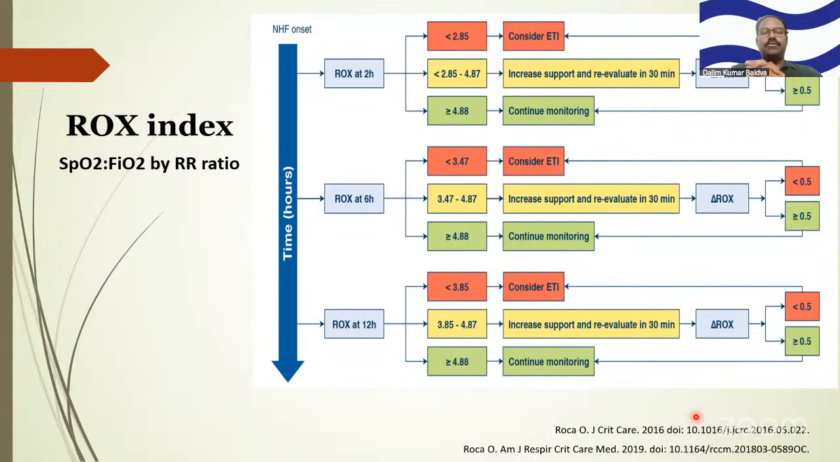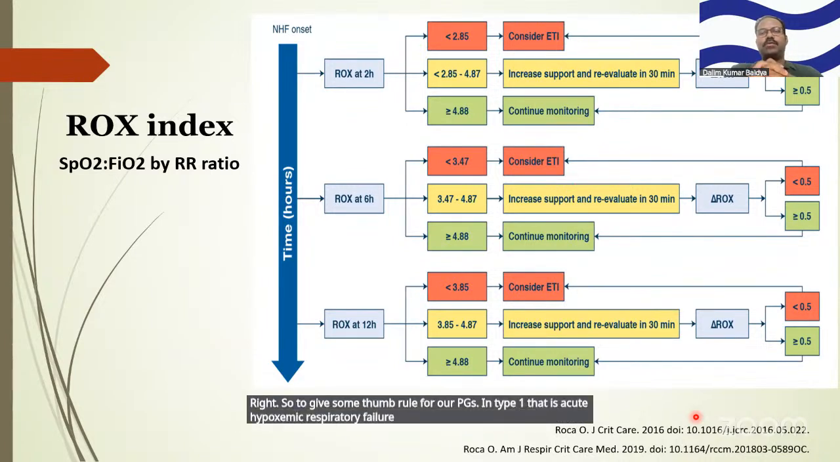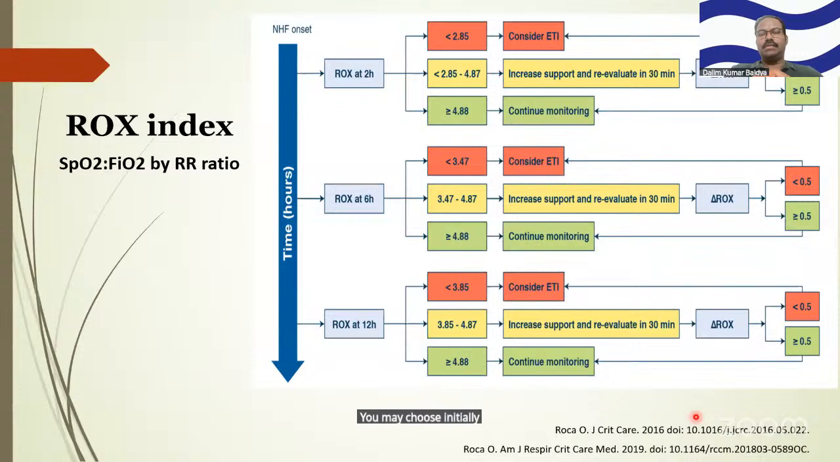Right. So to give some thumb rule for our PGs, in type 1, that is acute hypoxemic respiratory failure, the initial non-invasive support of choice is HFNO. And in case of type 2 respiratory failure, where hypercarbia is there as well, you may choose non-invasive ventilation initially.